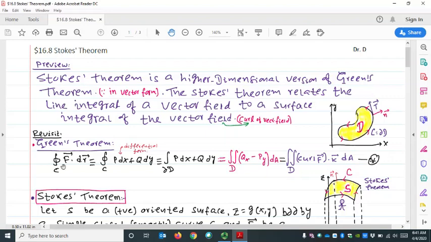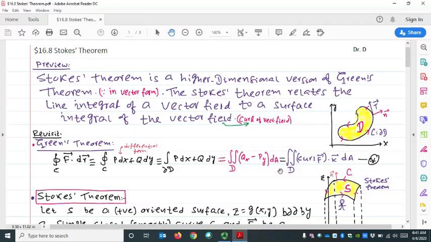The Green's theorem says the line integral of a vector field over a simple closed curve C equals the double integral of the partial derivative of Q with respect to x minus the partial derivative of P with respect to y over the region D enclosed by C, and the double integral is with respect to dA, which equals the double integral of the normal component of the curl of vector field F over the region D.